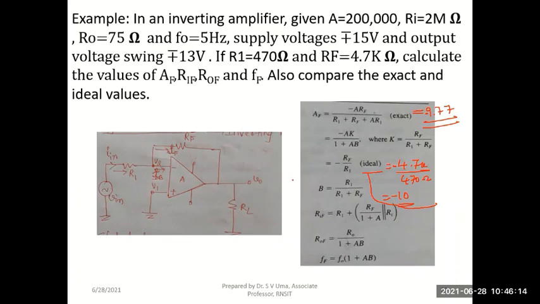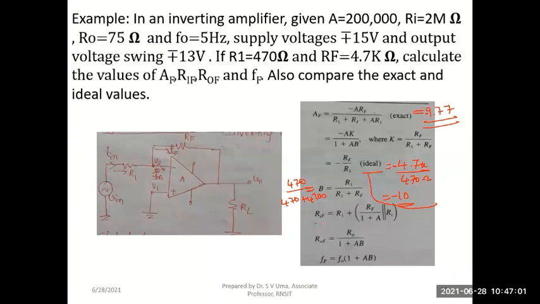Beta value is as usual R1 by R1 plus RF, which is 470 divided by 470 plus 4.7 K. Check out how much is the beta value, and then you check the others. All the formulae are written.